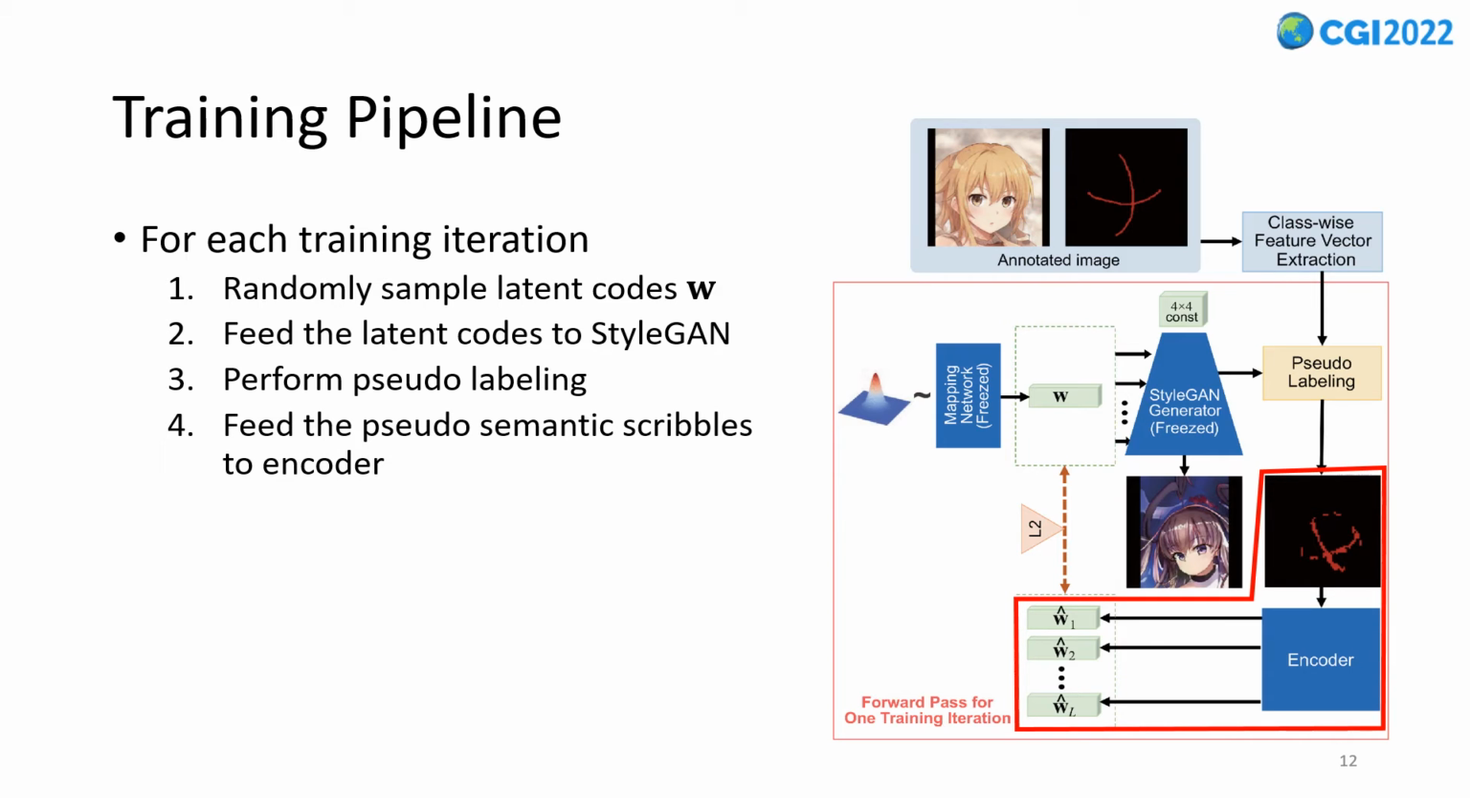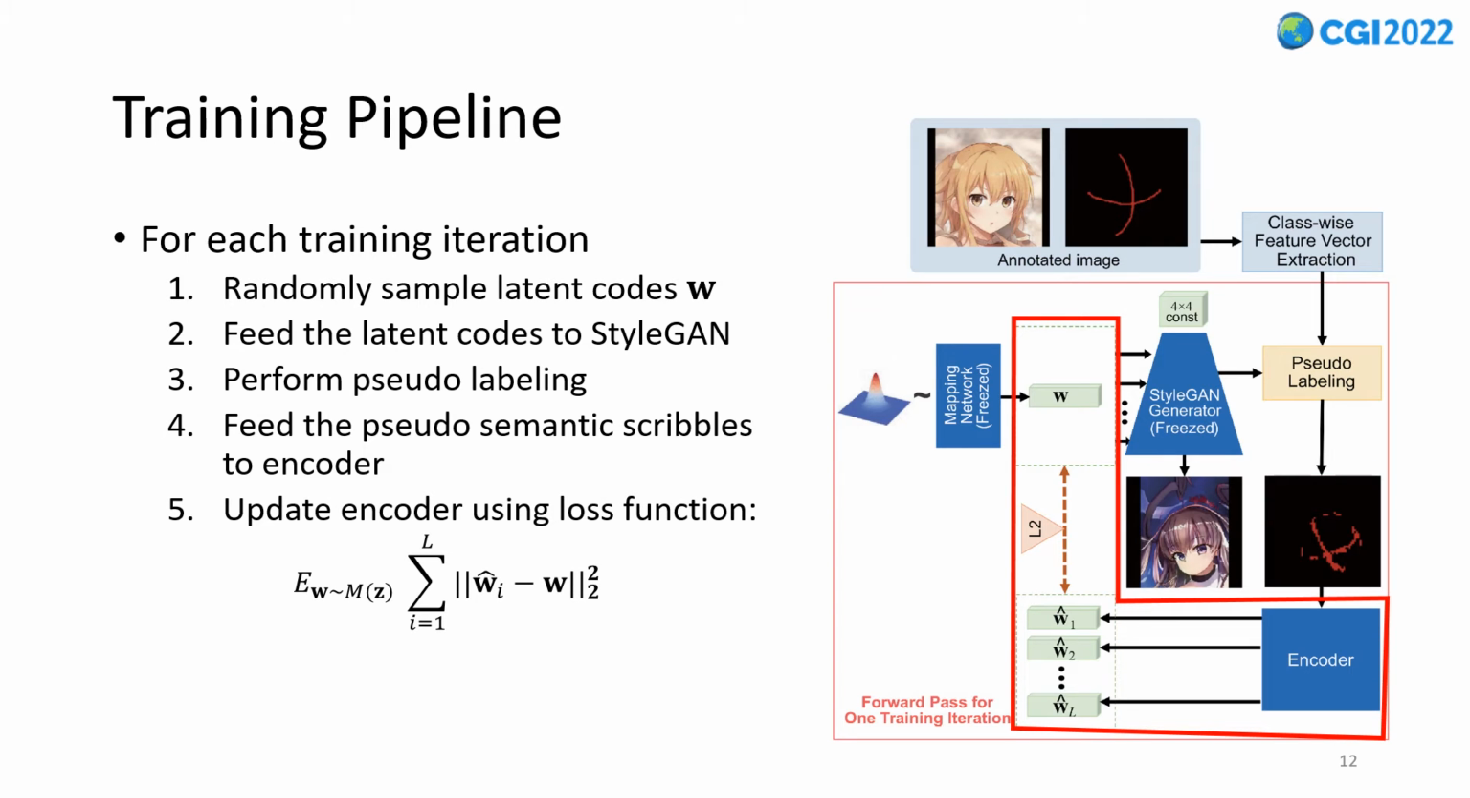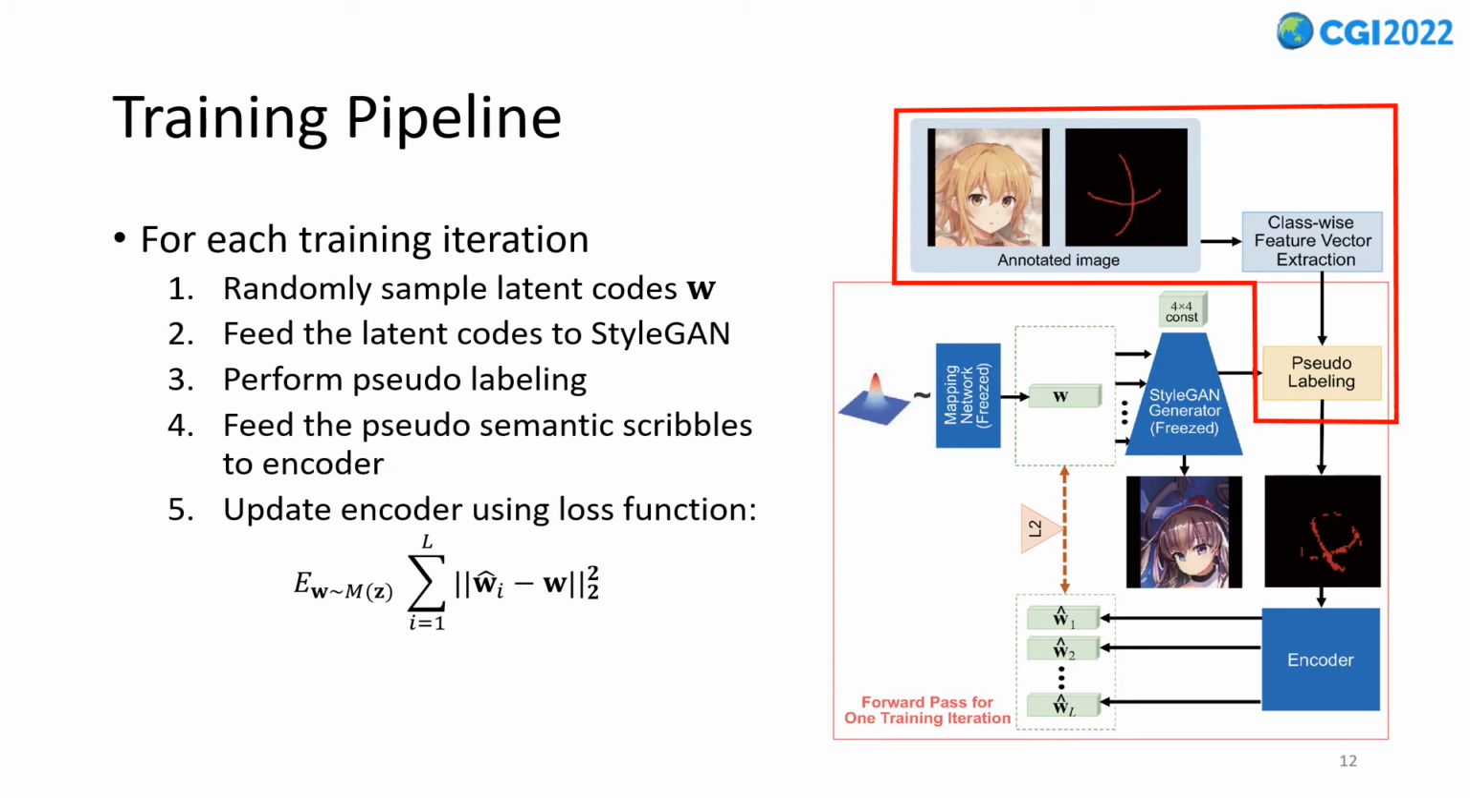Next, we feed the pseudo-semantic scribbles to the encoder and finally update the encoder using this loss function. In the next slide, I will explain the pseudo-labeling.